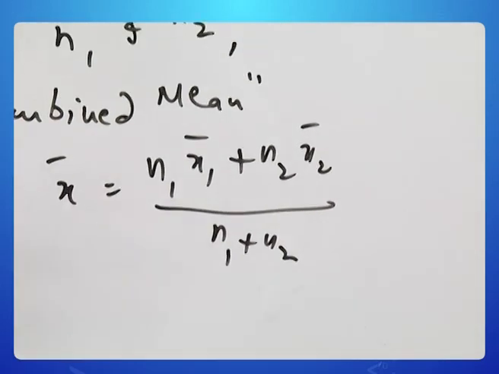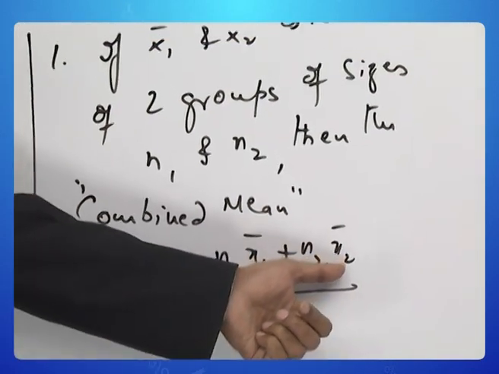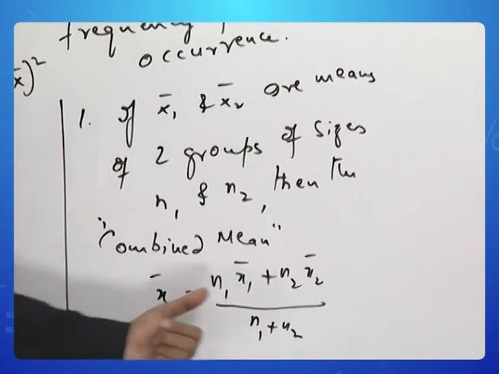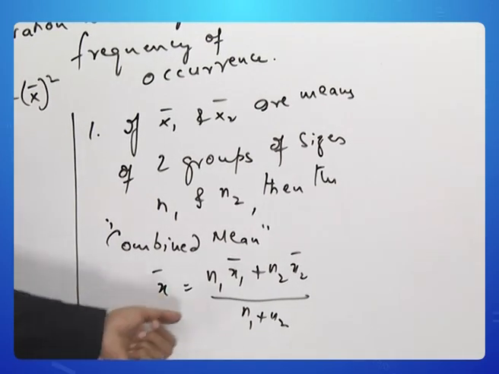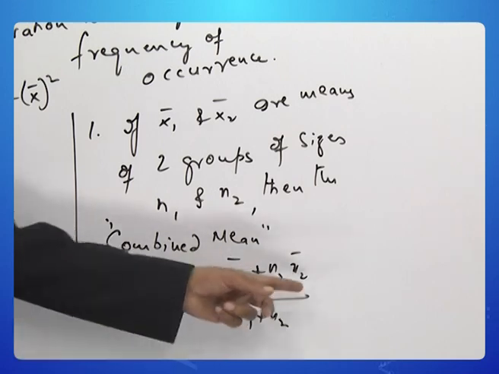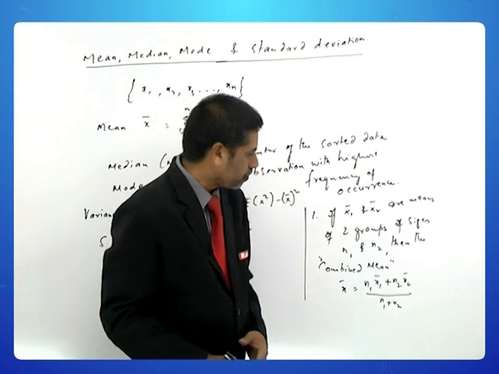So, given any two, we can find out the third. If you know the mean of the first group, mean of the second group, and if you know the group sizes, you can estimate the combined mean. Similarly, if you know the mean of one group and the combined mean, you can always estimate the mean of the second group. So, this can be used in any way.